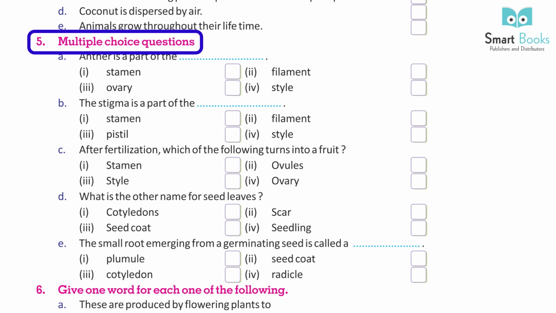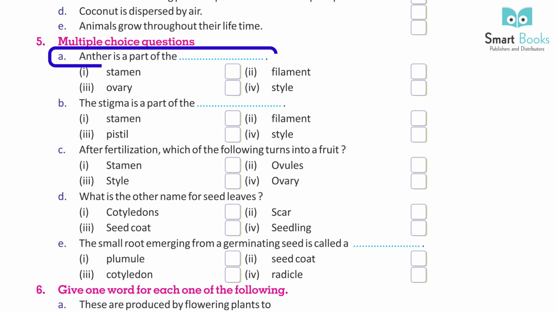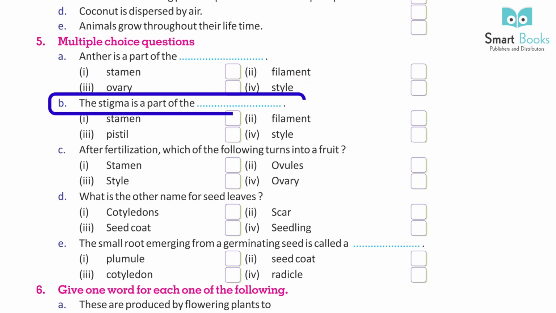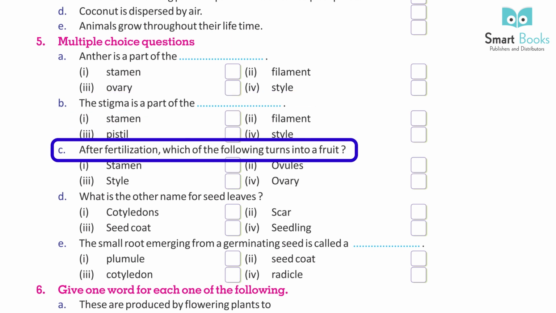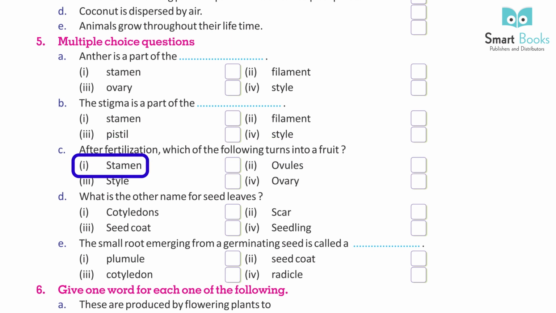5. Multiple choice questions. A. Anther is a part of the ____. 1 stamen, 2 filament, 3 ovary, 4 style. B. The stigma is a part of the ____. 1 stamen, 2 filament, 3 pistil, 4 style. C. After fertilization, which of the following turns into a fruit? 1 stamen, 2 ovules, 3 style, 4 ovary.